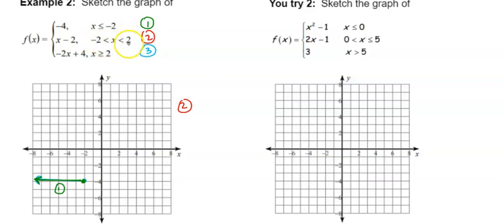The right endpoint should be the value of the function at x equals 2. It should also be open because there is no equal to in that inequality. Now, I want to figure out the endpoints first because then it's just easy to figure out what the line should be between them. So for the second piece, I want to find f of -2.